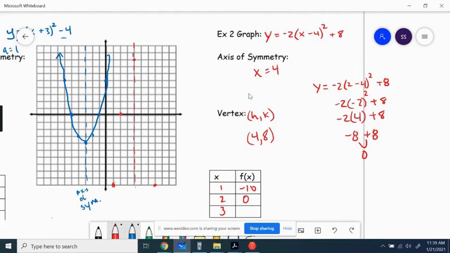Again, I'm 2 spots away to the left of the axis of symmetry. So if we start in the axis of symmetry and go 2 spots to the right, there will be another point. And let's get one more in here.